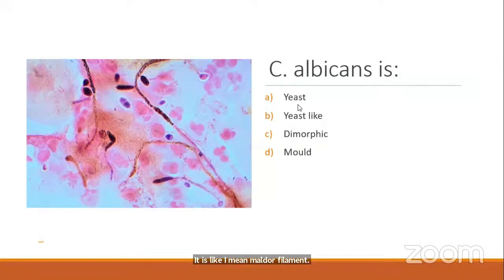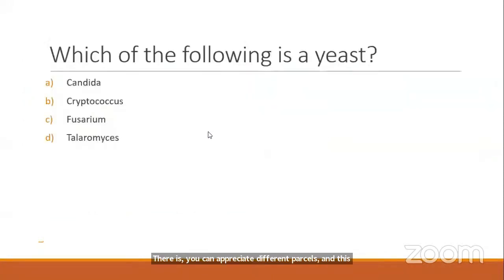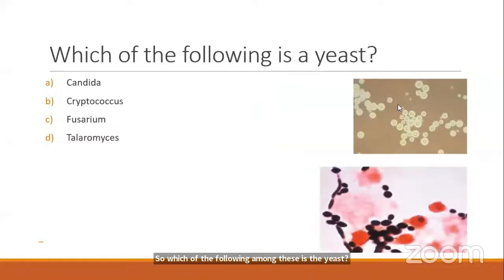Simple yeast will usually look spherical, but in case of Candida albicans, you can appreciate different pus cells and budding yeast cells with hyphae, pseudohyphae. Okay. So which of the following among these is the yeast? Yes, it is the cryptococci. Cryptococci will cause these kinds of yeast lesions. This is the Candida albicans, another yeast-like thing. The answer for this is the cryptococcus. Okay.